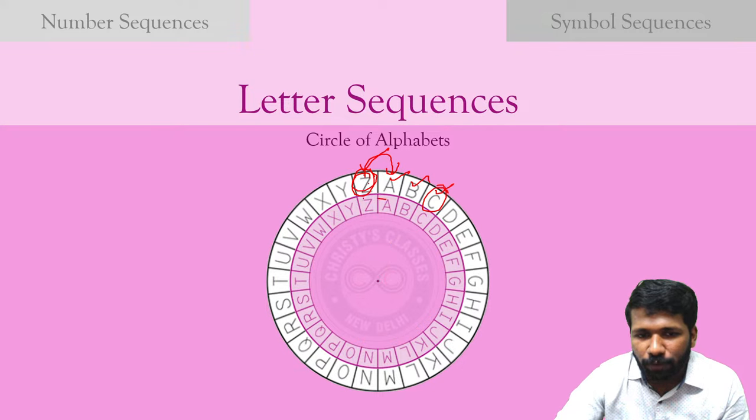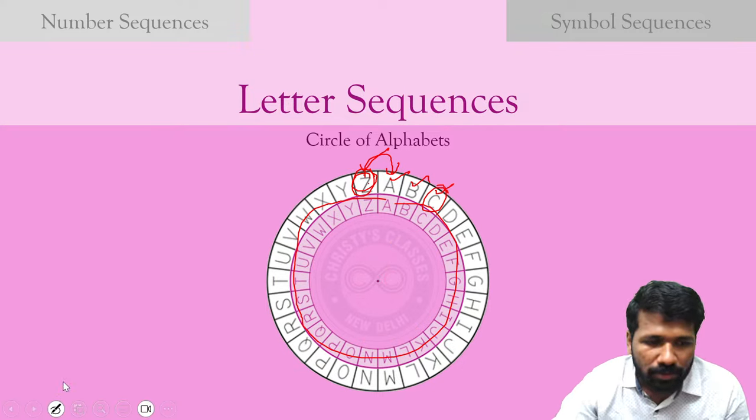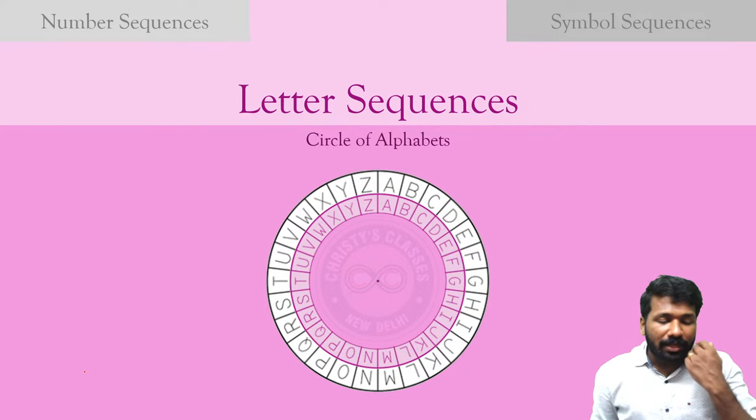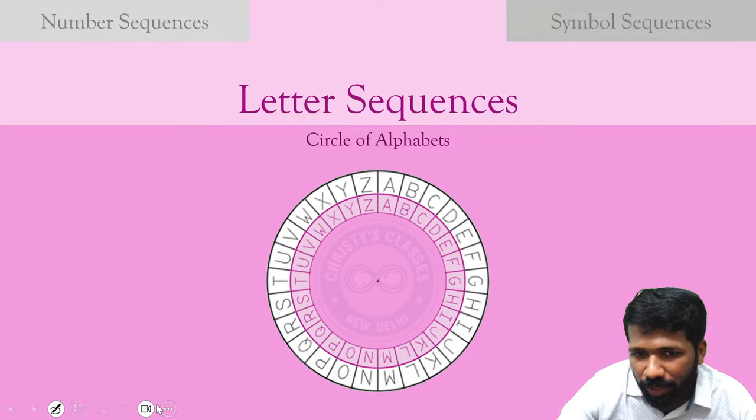For example, if you are taking two cycles of letters, A, B, C, D up to Z. Not only in this chapter, in the chapter coding-decoding also this is important, which we will take in another session.